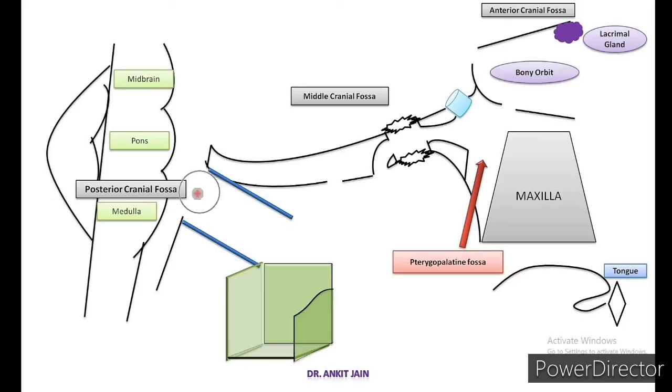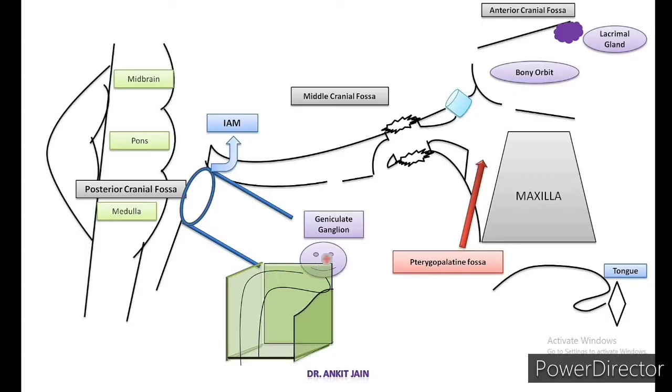Here is the opening known as the internal acoustic meatus. Through this opening, a canal is present in the petrous part of the temporal bone. This canal is known as the facial canal. This canal has three parts. This is the labyrinthine part of the facial canal, which lies within the petrous part of the temporal bone. This is the tympanic part of the facial canal, which runs horizontally along the medial wall of the middle ear. And last is the mastoid part of the facial canal, which runs vertically along the posterior wall of the middle ear. Near the anterior superior part of the medial wall of the middle ear, the geniculate ganglion is present.